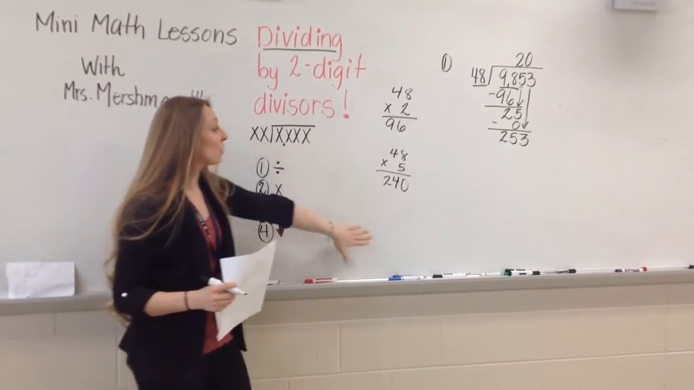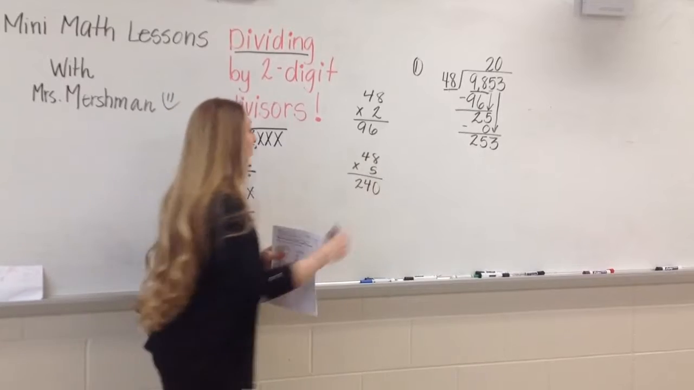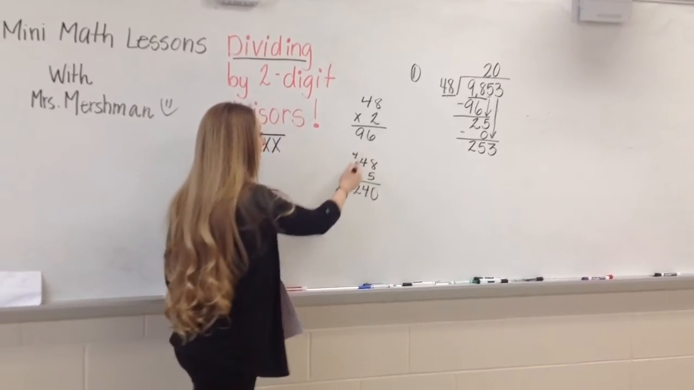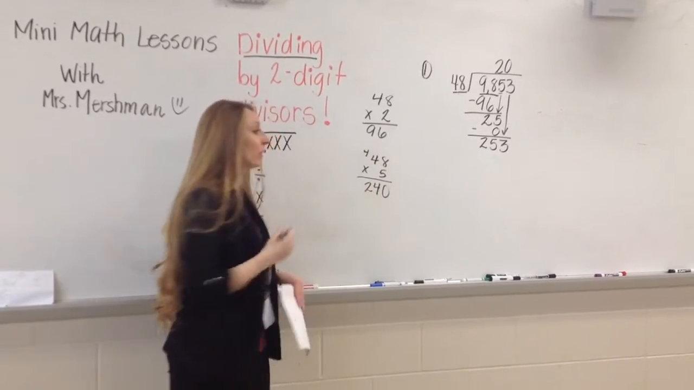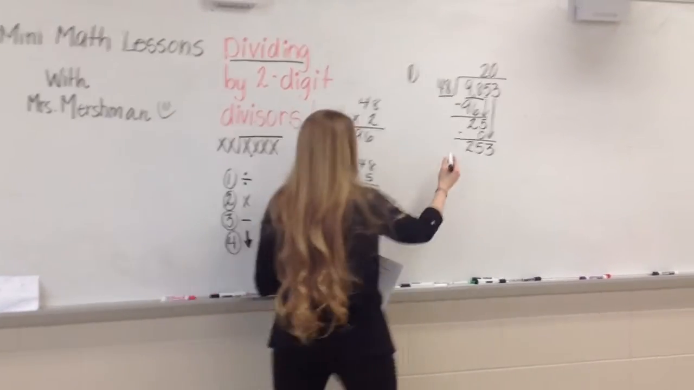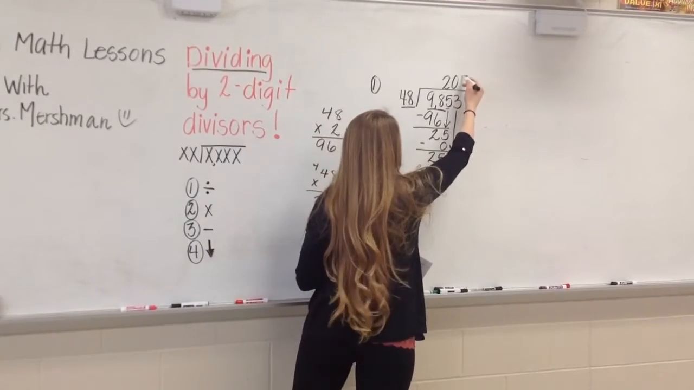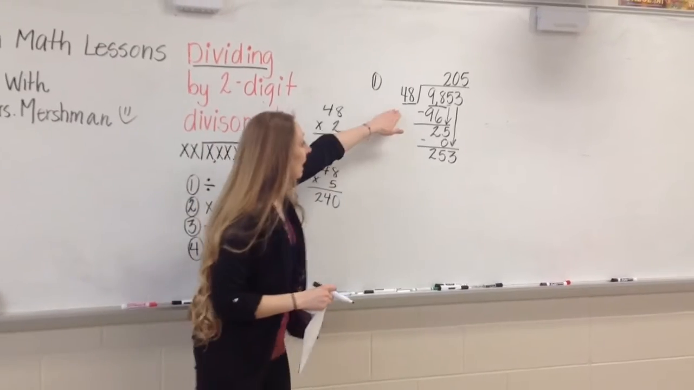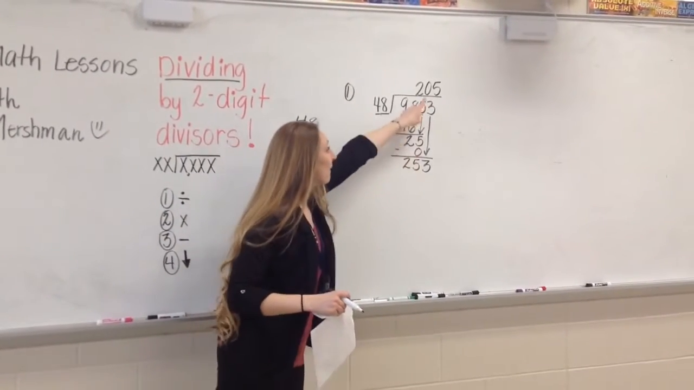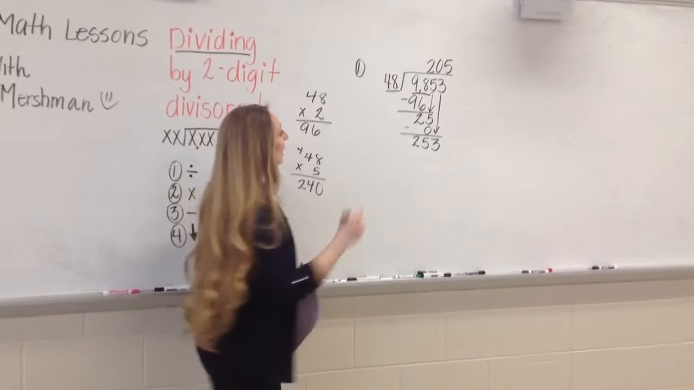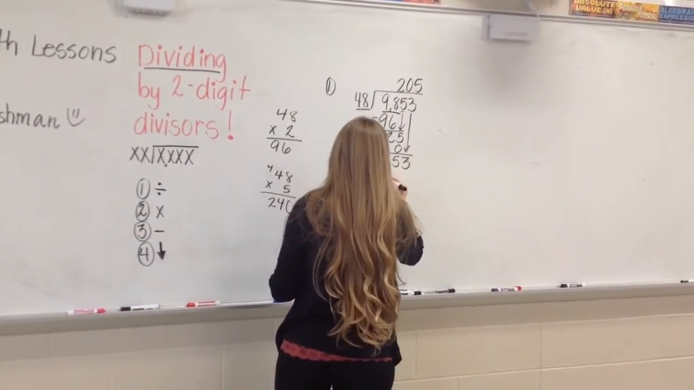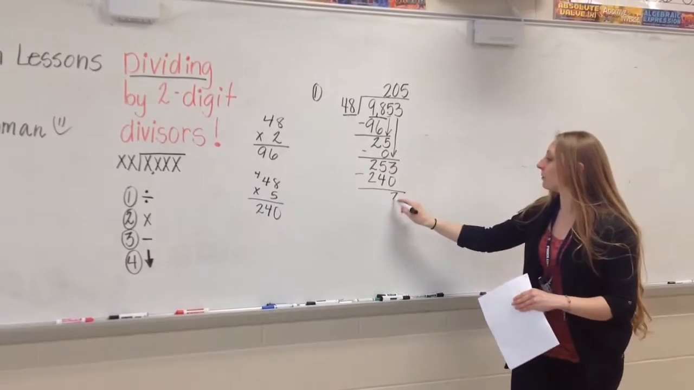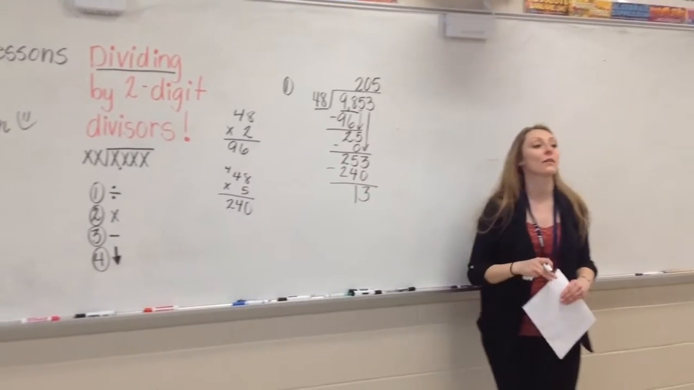Quick review on multiplication. You multiply 8 times 5, which gives you 40. You carry that forward, bring down your 0. 5 times 4 is 20, plus 4 gives you 24. So now I can go over here and subtract. First, I'm going to put a 5 on top of 3, because 48 goes into 253 5 times. Next, I take 48 times 5, I get 240, subtract, and I end up with 13 left over.